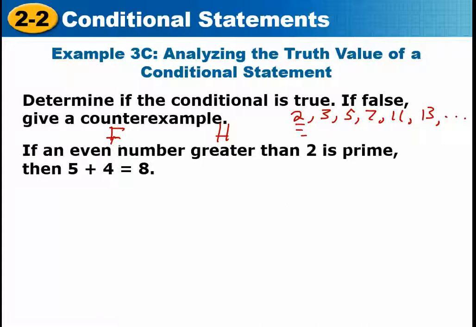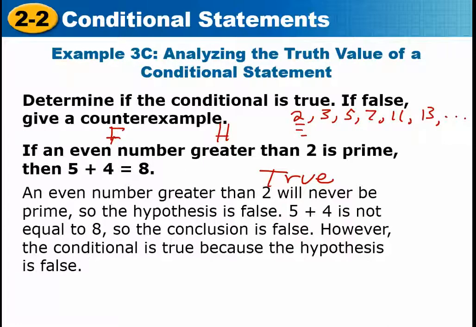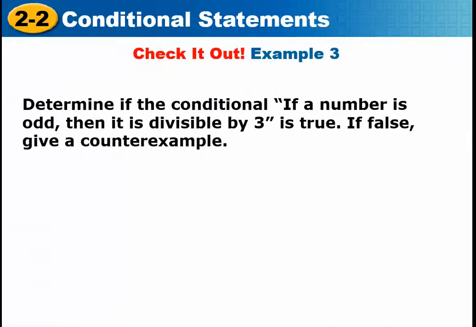If you have a false hypothesis, then you can't judge whether or not your conclusion is true. Now this seems bizarre, but this is a true conditional statement because the hypothesis is false. I'm never going to be able to judge whether or not 5 plus 4 equals 8, because I can only do it when you have an even number greater than 2 that's prime. And there are no even numbers greater than 2 that are prime, so we never get to go into this world where 5 plus 4 equals 8. It's true because the hypothesis is false.